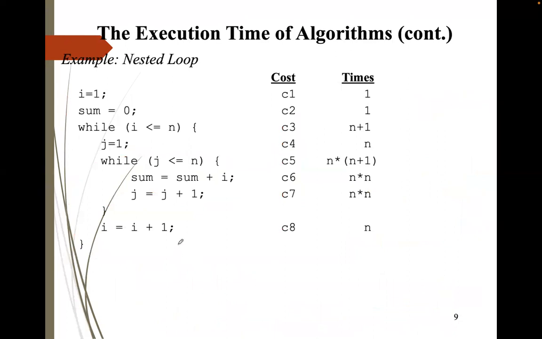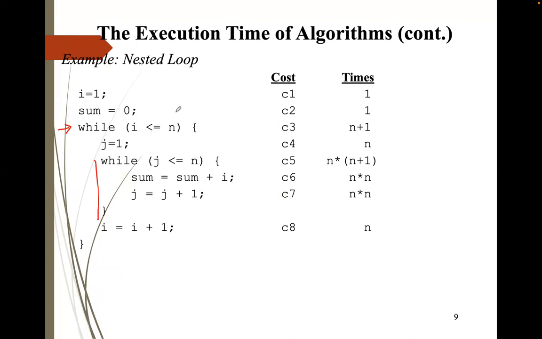Here we have another example, nested loop. Nested loop means we have an outer loop, and inside this outer loop we can have another loop. That's how we can have multiple nesting: inside one loop we can have another loop, and that's how we can have 2 levels, 3 levels, 4 levels of loops. But what happens if we have a nested loop? We're going to see how to calculate the runtime of the algorithm.